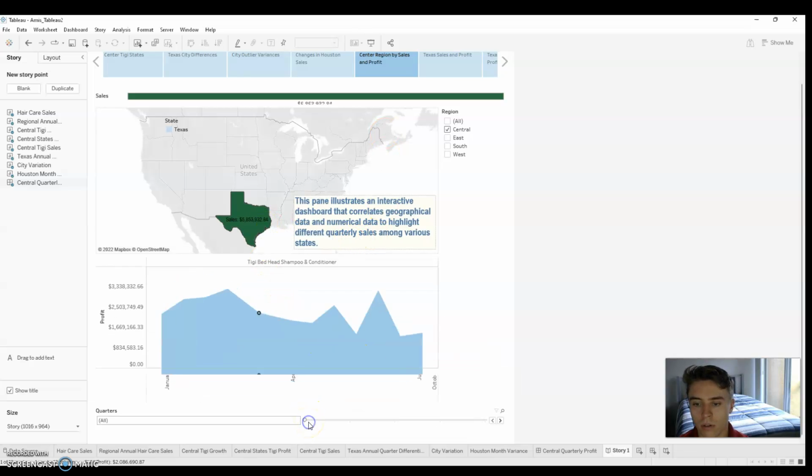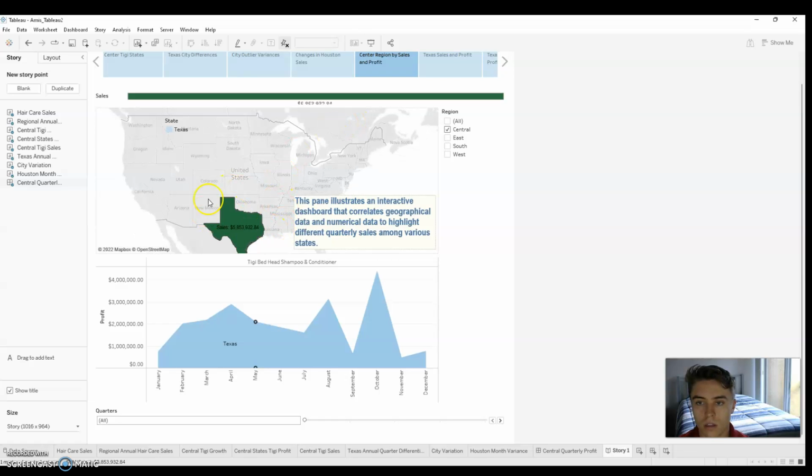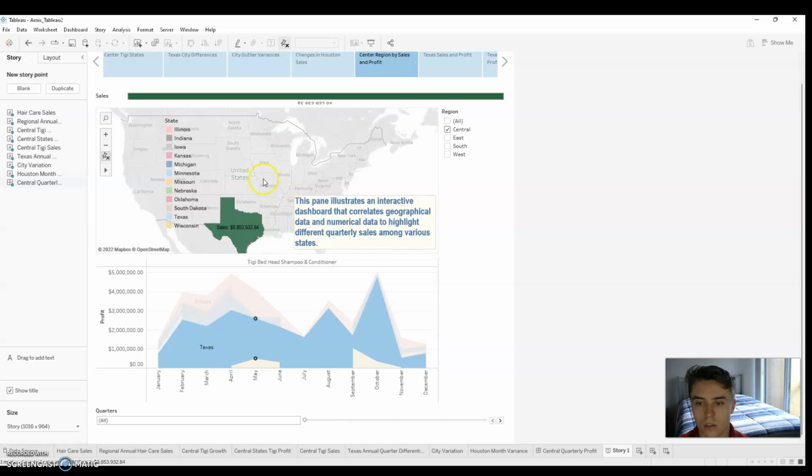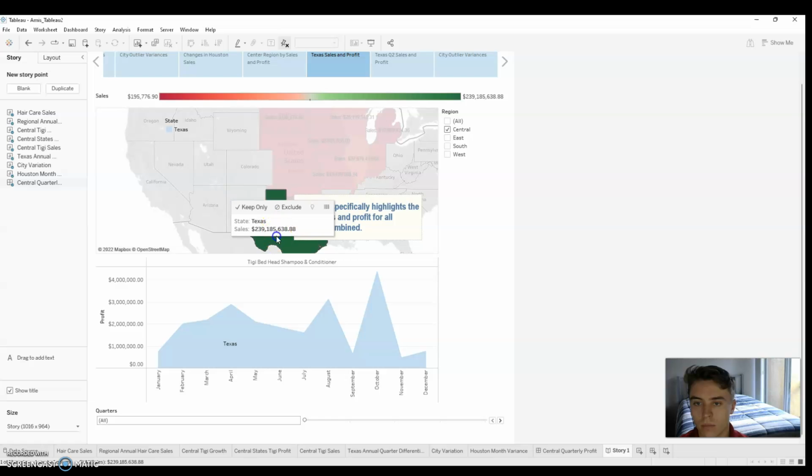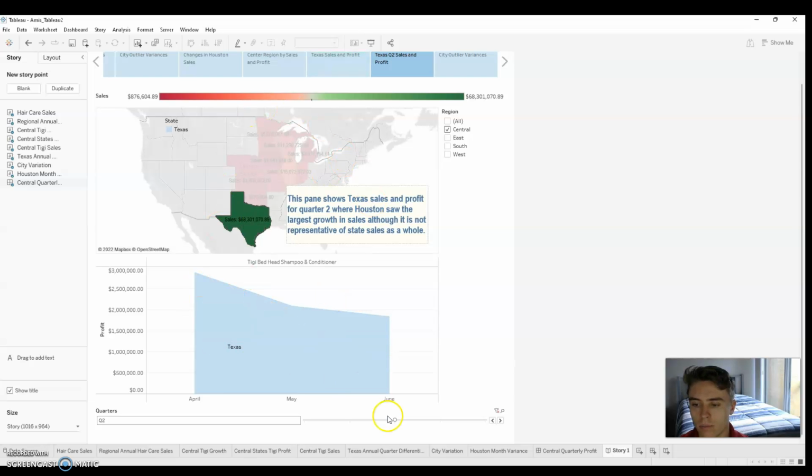And here we have an interactive dashboard, kind of breaking down Tiggy sales by profit relative to different quarters, with just Texas as the selected state in relation to its state counterparts. Breaking this data down a little more, we have Texas highlighted in relation to all the quarters combined. And here we have Q2 selected.